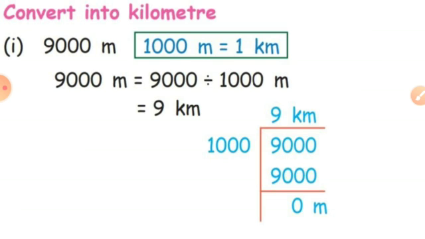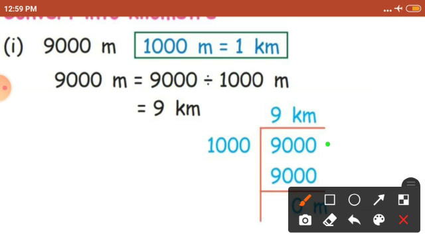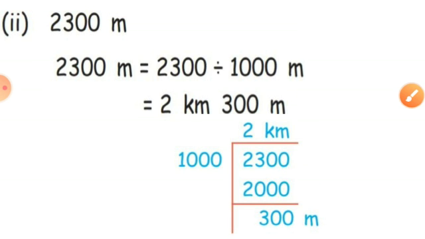Let's divide this. Write 9000 as the dividend and 1000 as the divisor. See the divisor, it has 4 digits. So you have to take the 4 digits. Now divide this. How many thousands are in 9? There are 9, right? So 1000 9s are 9000. Subtract this, you will get the remainder as 0 and the quotient is 9 kilometer. So the quotient will become the answer because you don't have any remainder here. So the answer is what? 9 kilometer.